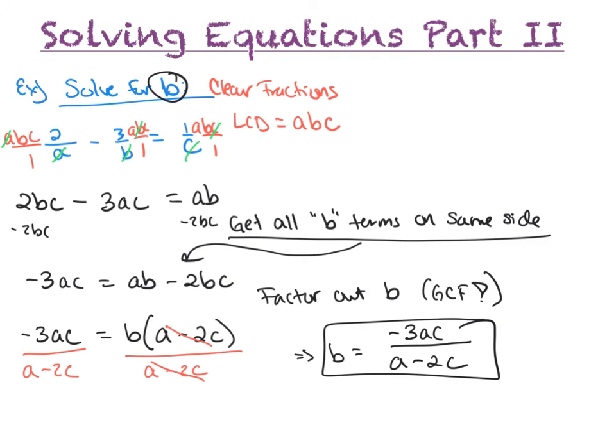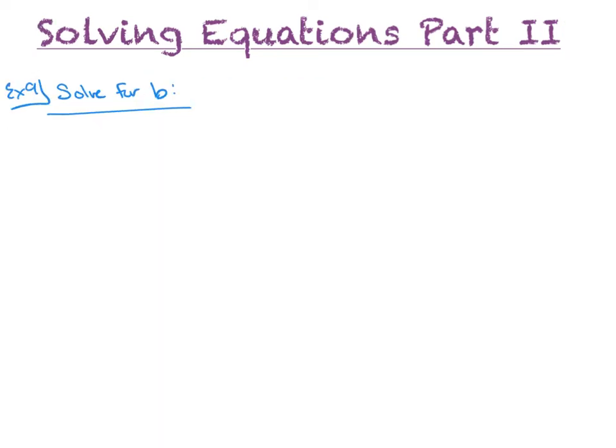Let's try one more of these literal equations before we finish the video. So in this last example, I want to also solve for B, but I'm going to make it look very different. Bx squared minus 2bx plus 5 equals 0. Now keep in mind here, we're solving for B, not for x.